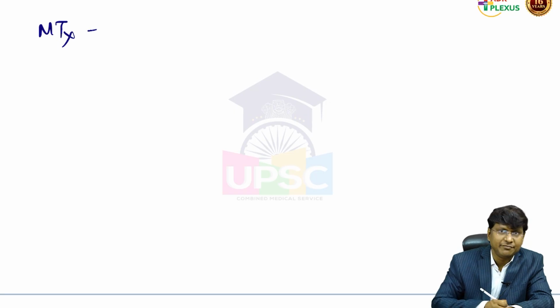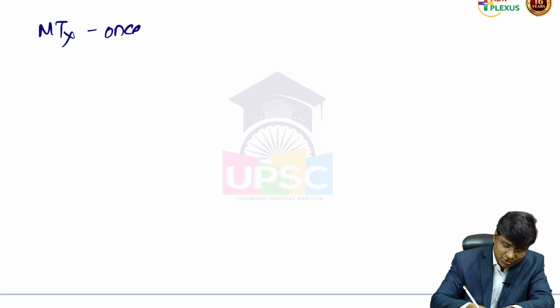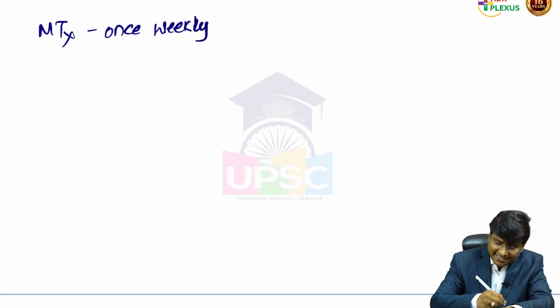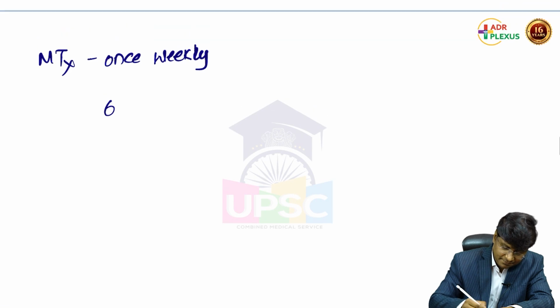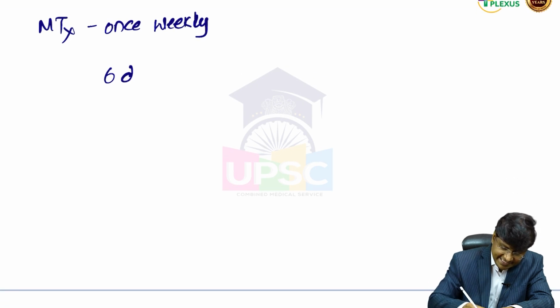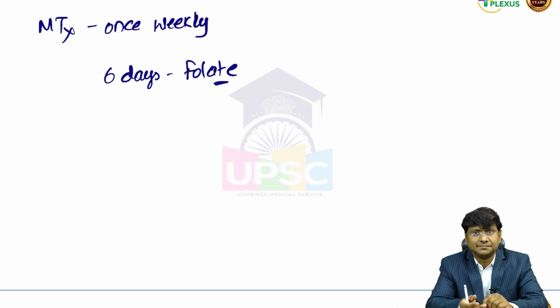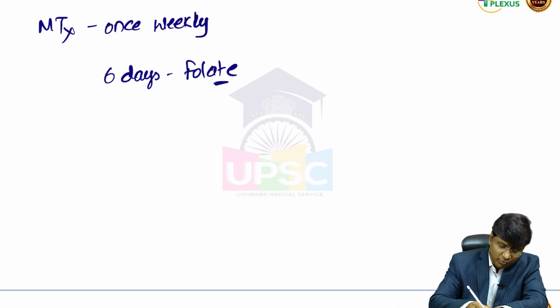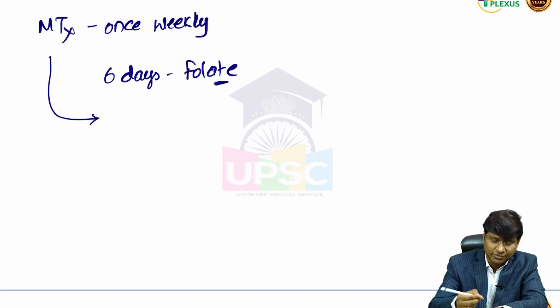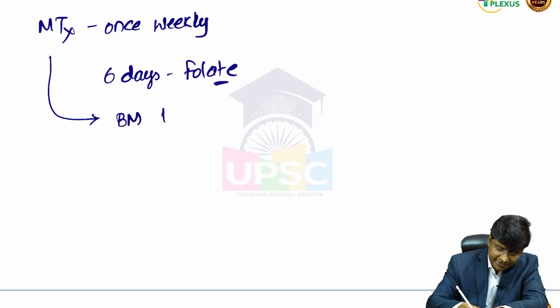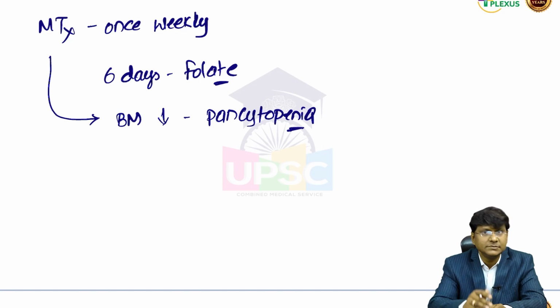And how frequently do we give methotrexate? We give it once weekly, right? And for the remaining 6 days, we give folate supplementation or folinic acid. The important adverse effect associated with methotrexate is bone marrow suppression, and this bone marrow suppression is the one that causes pancytopenia, right?